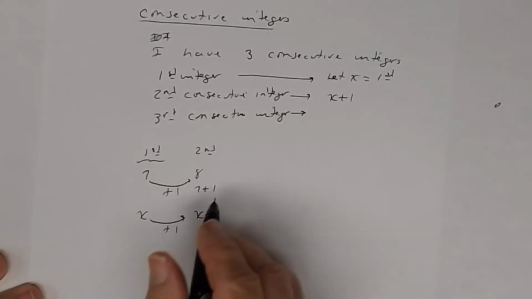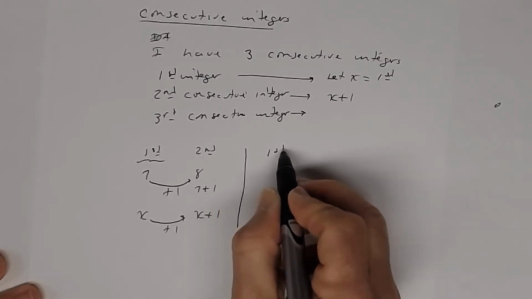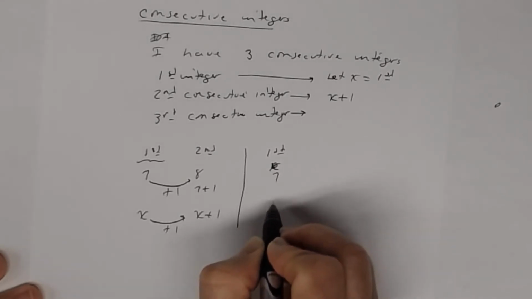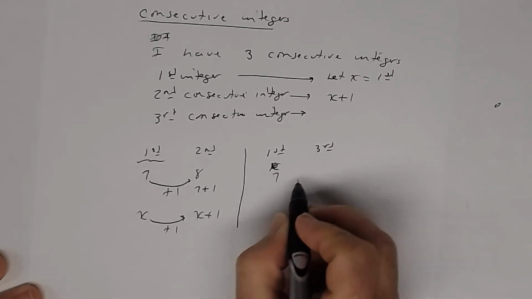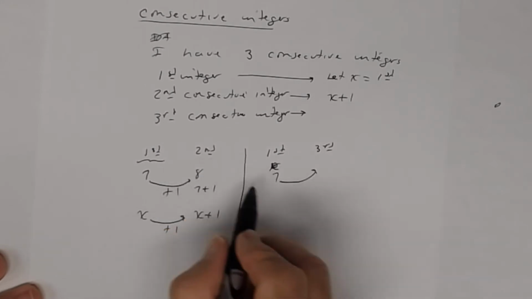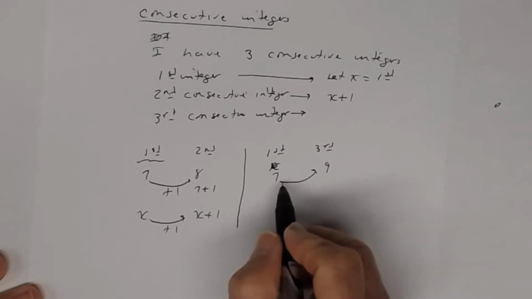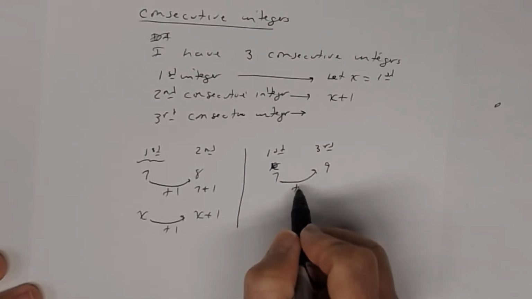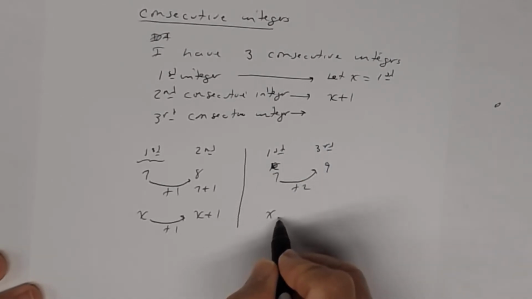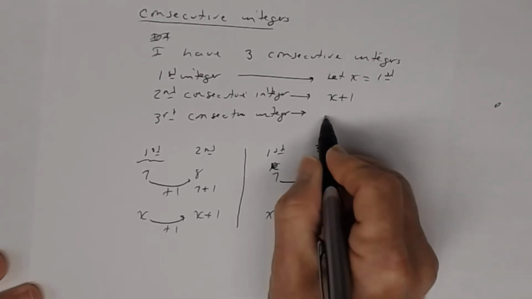Okay? Now let's look at the third one. Suppose my first is 7. Then let's talk about the third. What would I need to add to 7 to get that third integer? Remember, I added 1 to get the second. Well, the third one's going to be 9, right? And so what do I need to add to 7 to get 9? Well, I need to add 2. And so if x is my first, then to get the third one, I need to also add 2. So it'll be x plus 2.